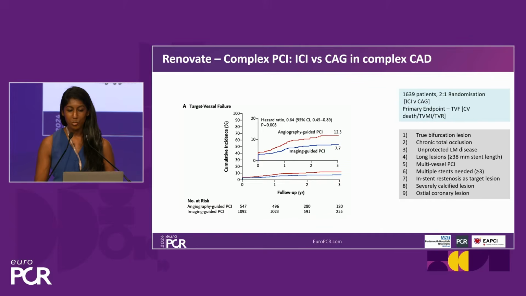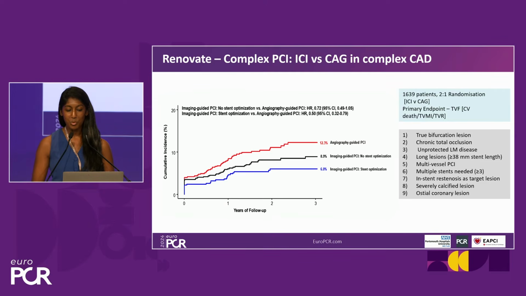And then RENOVATE-COMPLEX, of course, looking at over 1,600 patients in complex lesions that you see listed on the side, showed that there was a significant increase in the cumulative incidence of target vessel failure with the use of angiography alone. So imaging reduced that endpoint significantly, p-value of 0.008.